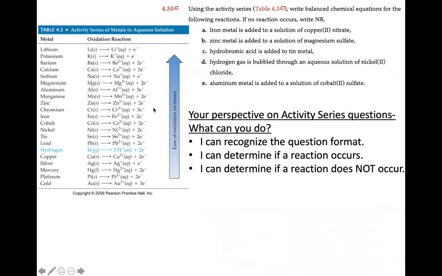So give me a real quick check-in right here. Let me send you a polling question on this. Where do you come down right now on activity series? Can you recognize the question format? Are you able to see if a reaction occurs? Are you able to see if a reaction does not occur? What's your perspective right now?